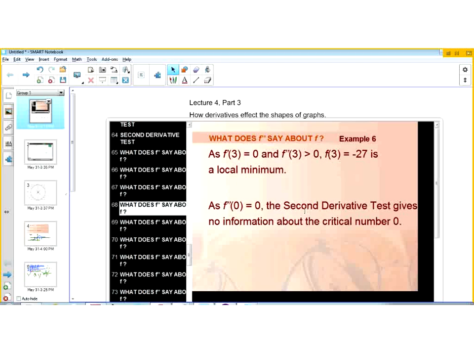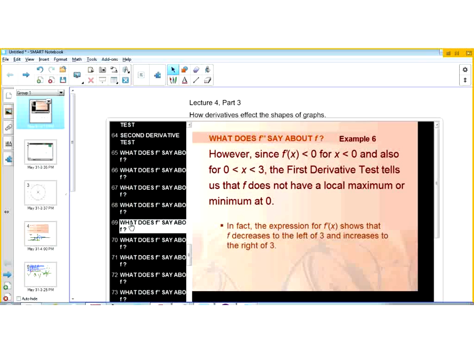So here we go. f of 3 is negative 27, a local min, and the second derivative gives us no information at 0. Now, can we sketch it? We can probably sketch it now. Here they're using the first derivative to show that there is no local min or max at 0.